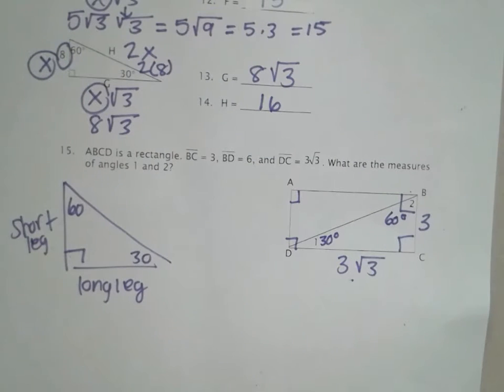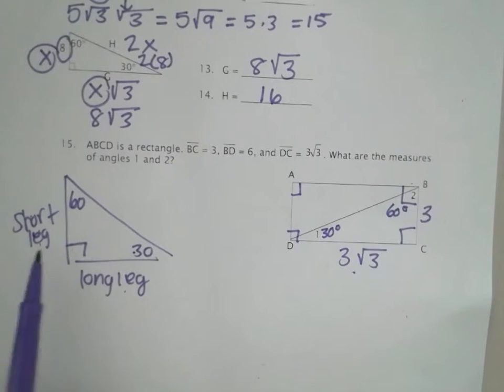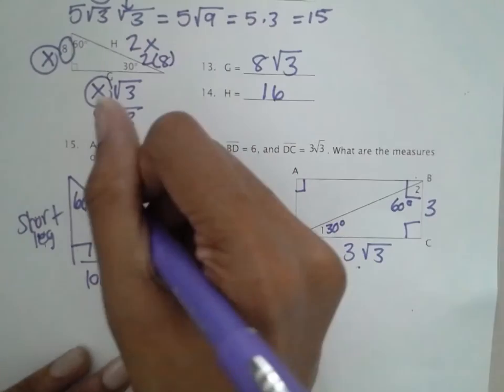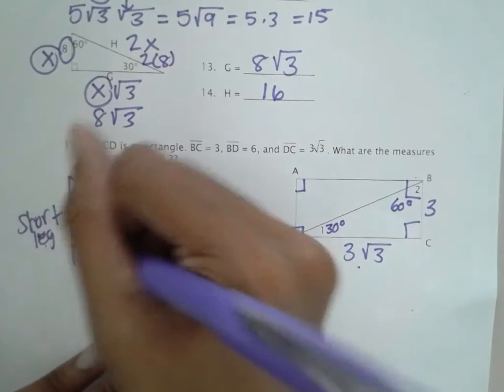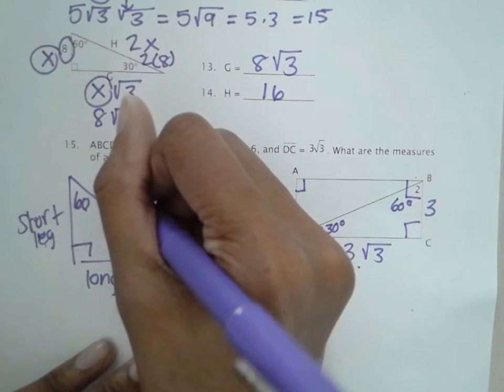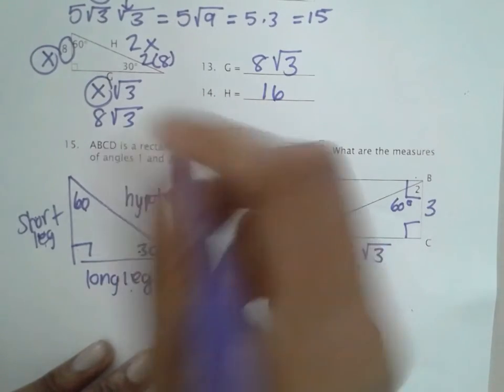That's all that's asking. Just wanted to make sure you know the relationship between short leg and long leg. Short leg is always directly across 30 degrees, and long leg is always directly across 60 degrees, and the 90-degree angle, the right angle, is always across the hypotenuse.